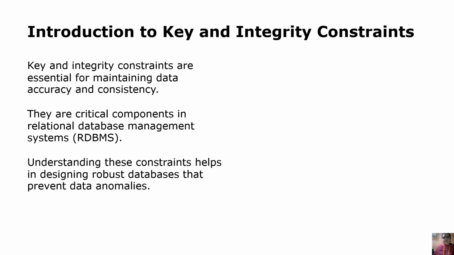First, we discuss the introduction to key and integrity constraints. Key and integrity constraints are essential for maintaining data accuracy and consistency. They are crucial components in a relational database management system. In short form, we call it DBMS. Understanding these constraints helps in designing robust databases that prevent data anomalies.